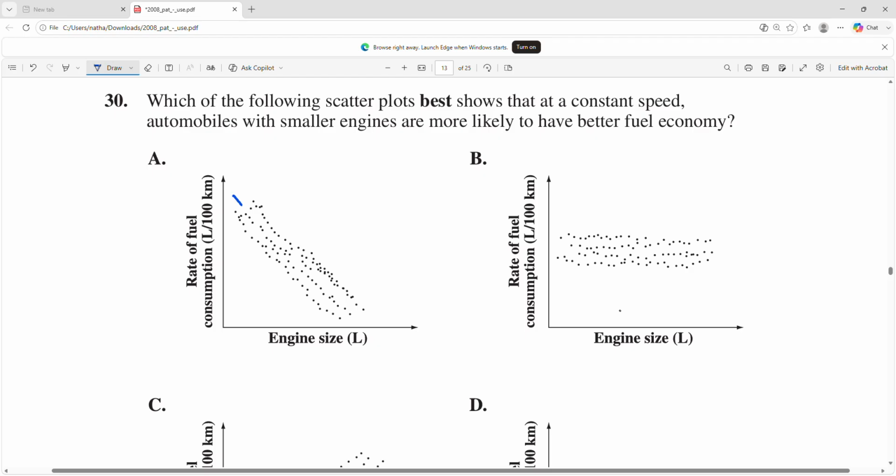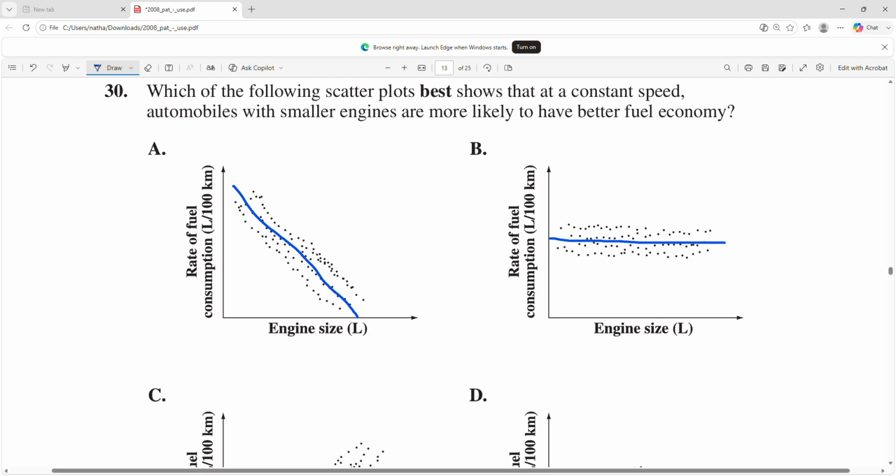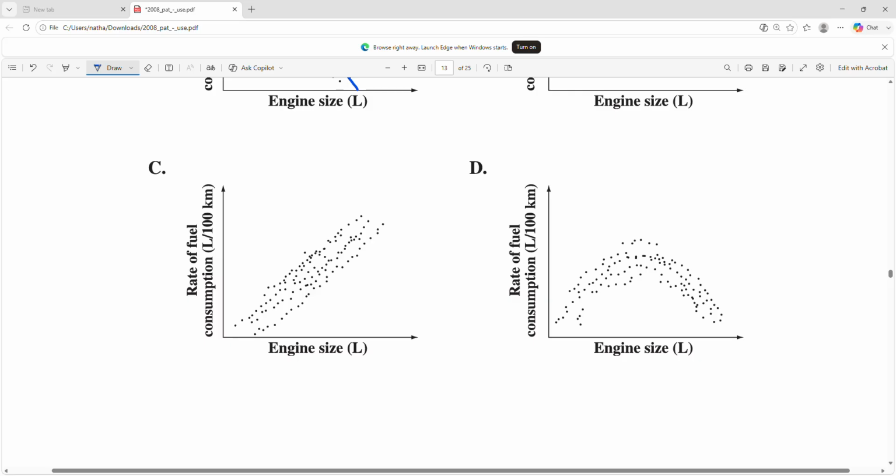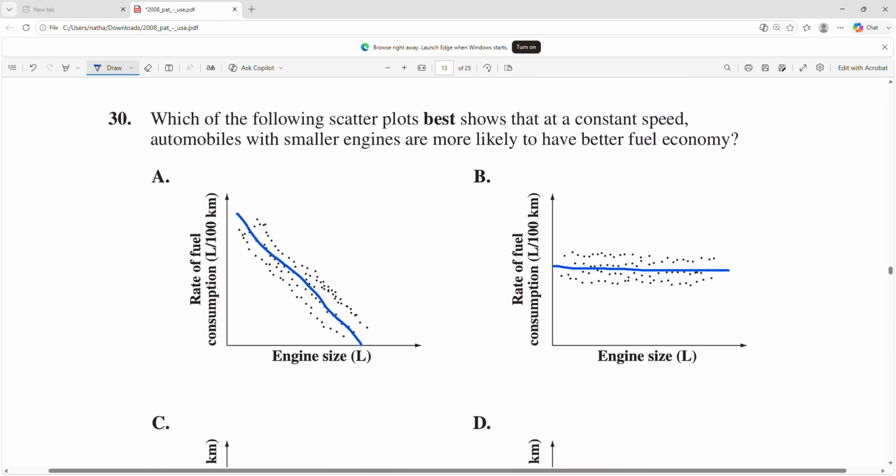So you can just think of this as showing us a line that looks like that. This is showing us a line that looks like that. This is showing us a line that looks like that, and this is representing a line that looks like that. So this is just a matter of trying to read and understand what a graph is saying. So again, it says which shows that at a constant speed, automobiles with smaller engines are more likely to have better fuel economy.